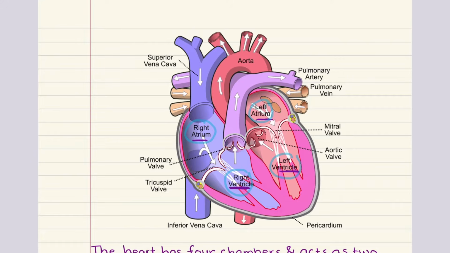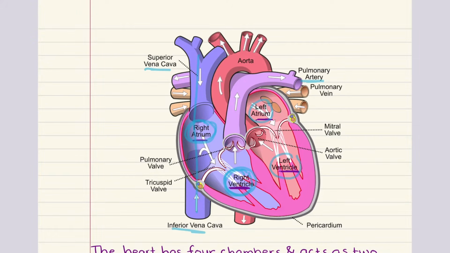Now let's break it down step by step and follow the exact path that blood takes as it flows through the chambers of the heart. Blood from the body enters the right atrium through 2 large veins, the superior vena cava and the inferior vena cava. From the right atrium, it flows into the right ventricle, which pumps it through the pulmonary artery to the lungs. In the lungs, gas exchange occurs, so carbon dioxide is released and oxygen is absorbed.